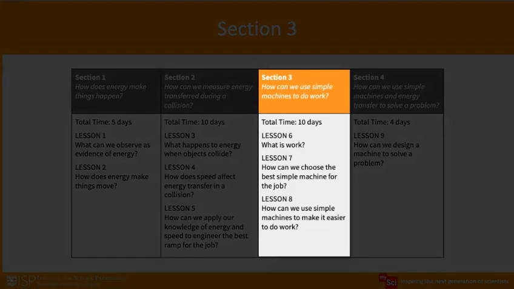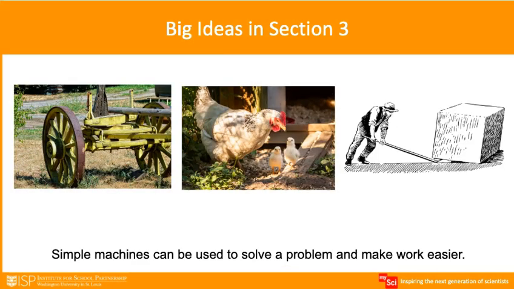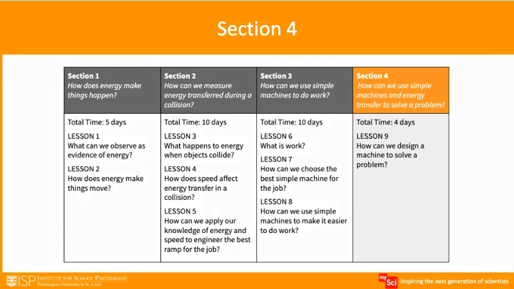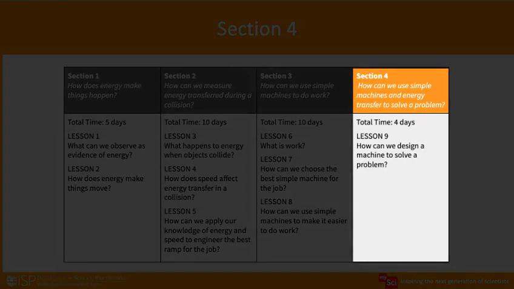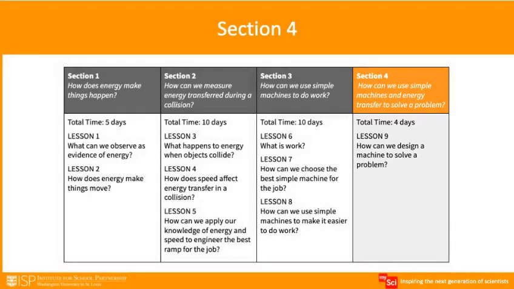Section 3 transitions students from thinking about energy to thinking about work. This section will take about 10 days. Students will learn about work and simple machines. They conduct experiments to come to the conclusion that simple machines make work easier. In Section 4, students take the information they figured out about energy, work, and simple machines to complete the design challenge. This section will take about 4 days.